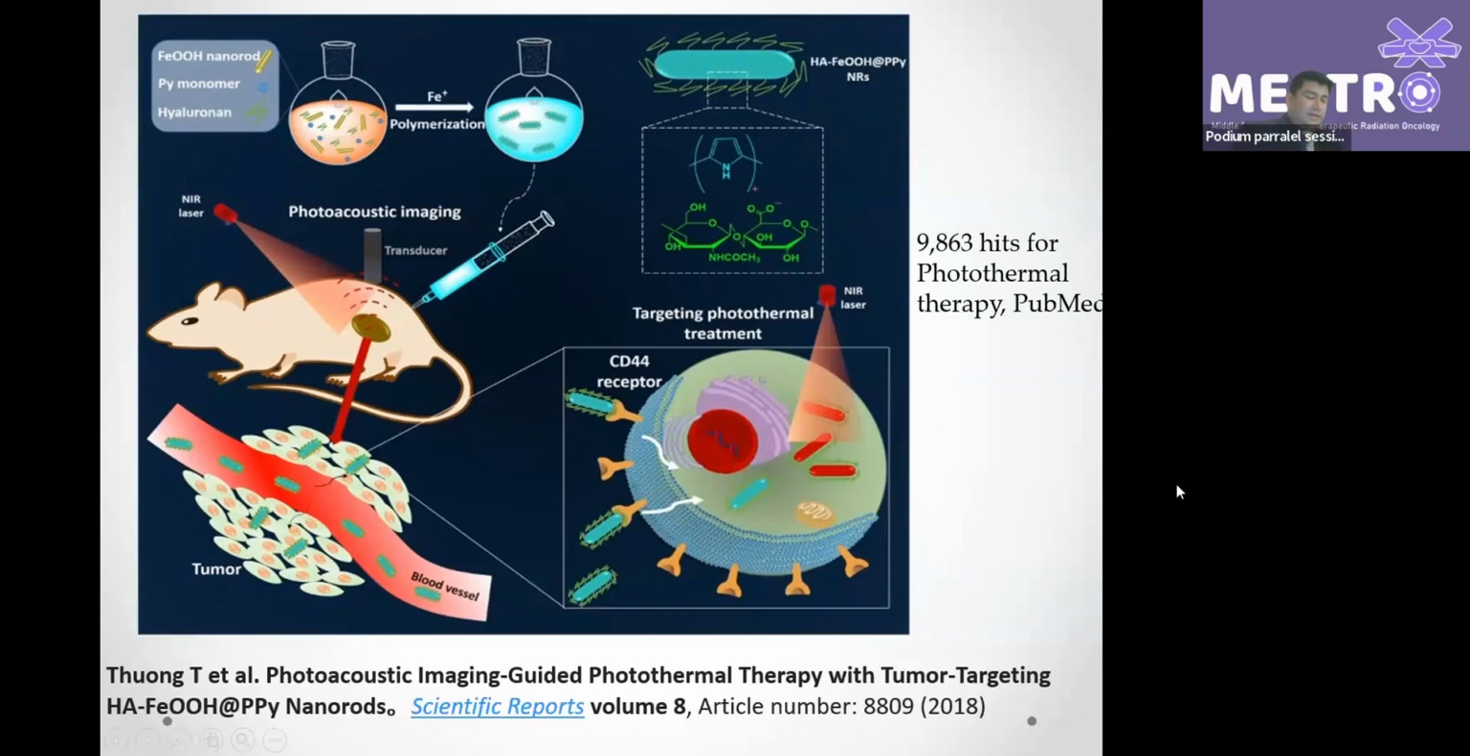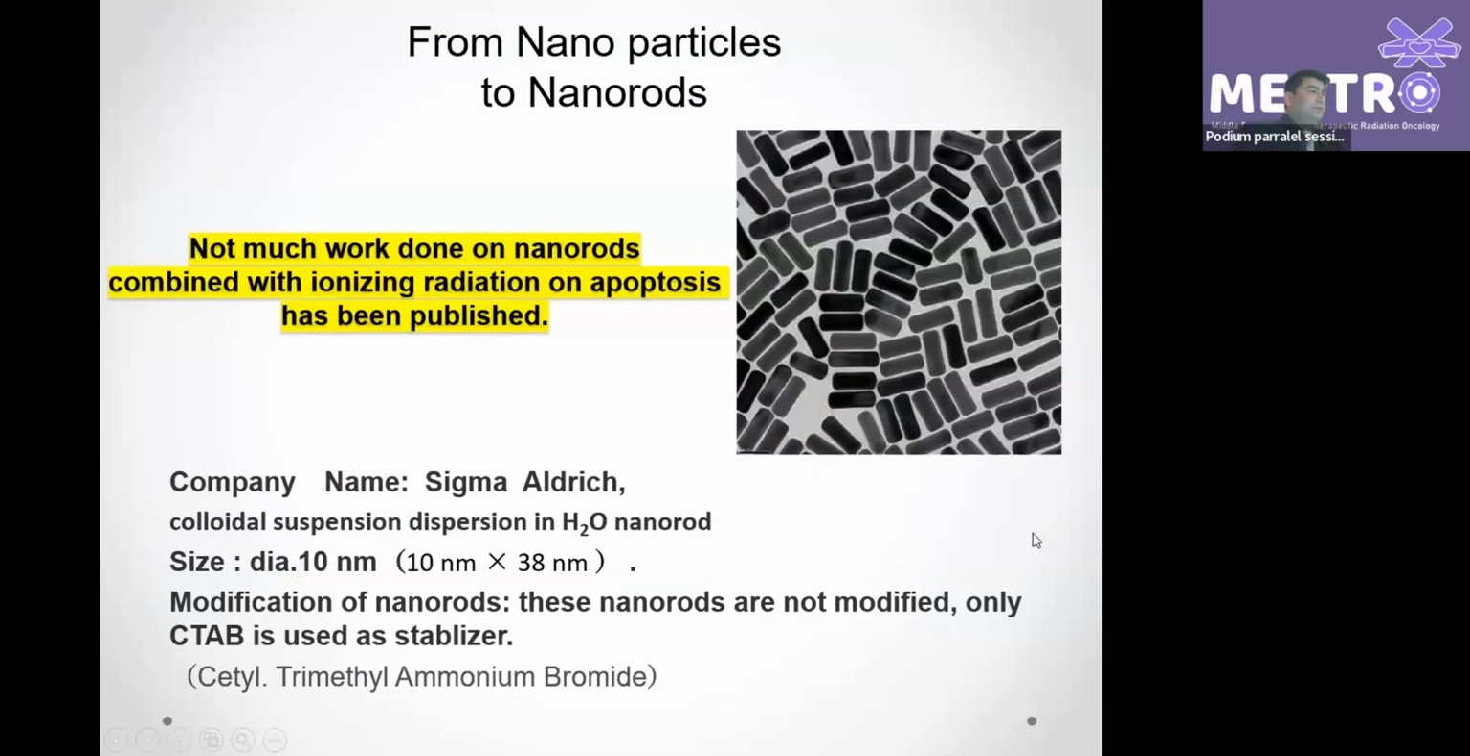So getting this idea, it is reasonable that nanorods can be combined with radiation therapy. What we did, because not much work has been done, because nanorod is a very new field and people are still popping in, is this: nanorods can be synthesized, and you can even buy them from commercial sources. Again, we need to take care of the different sizes. The one we use here is 10 nanometer. Nanorods are also available from 10 nanometers up to 100 nanometers.